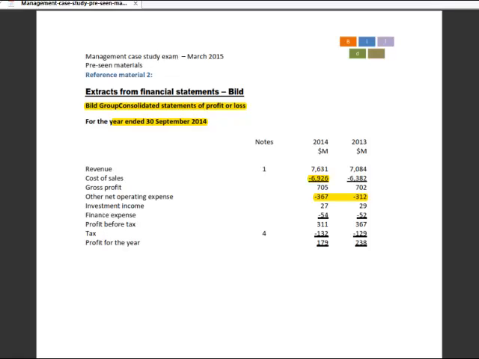The other point I noted was if they're under IFRS, where's the comprehensive income? Is this in the format of IFRS? And again, we'll come back to that in film 2.